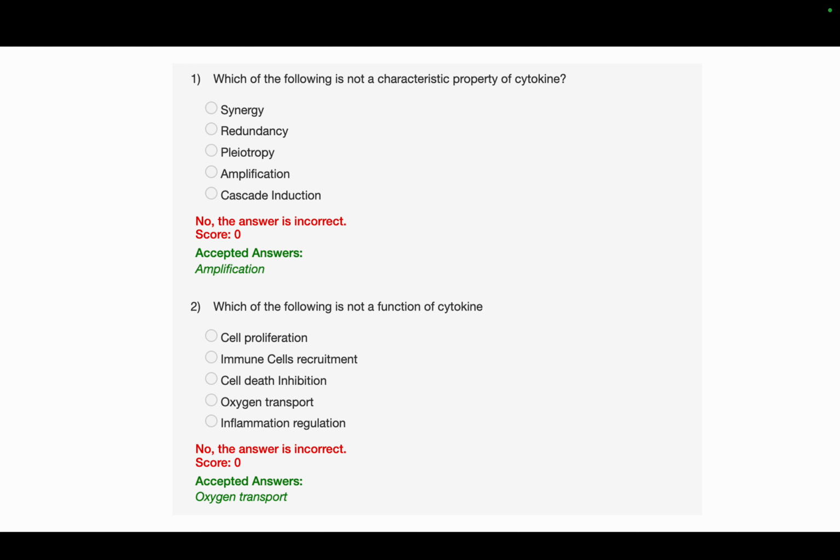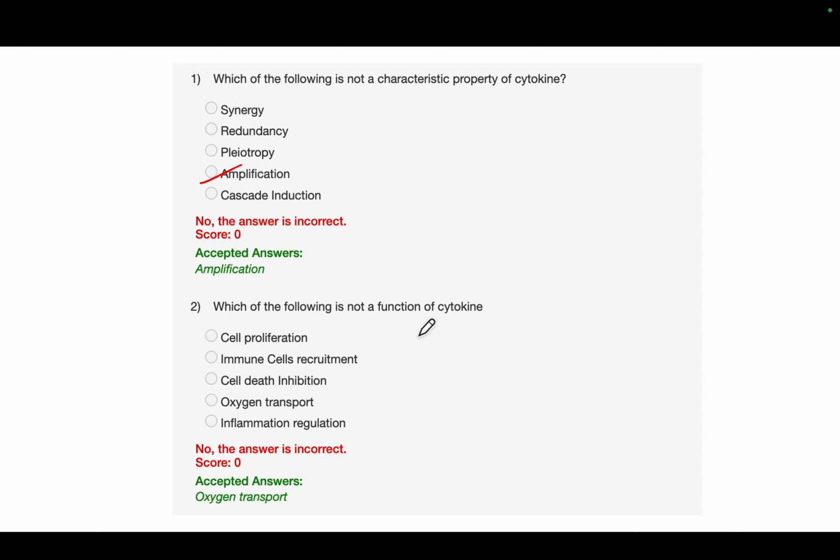Options are synergy, redundancy, pleiotropy, amplification, cascade induction. While reading about cytokines, we have heard about synergy, redundancy, pleiotropy, cascade induction of cytokines. But amplification, no, it's not a characteristic of cytokines. So the answer will be amplification.